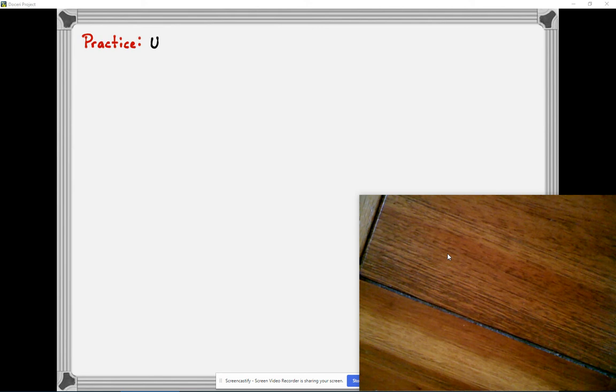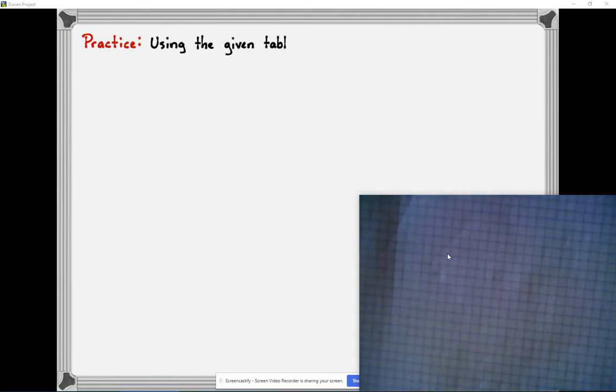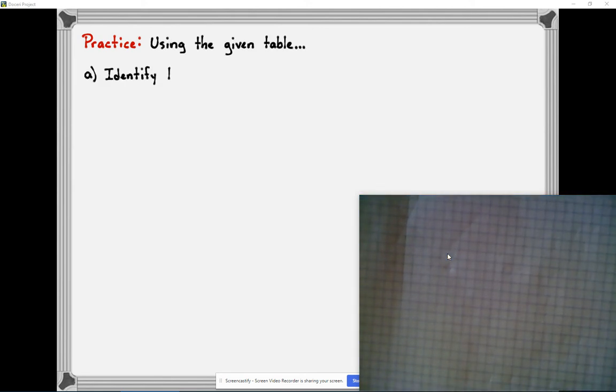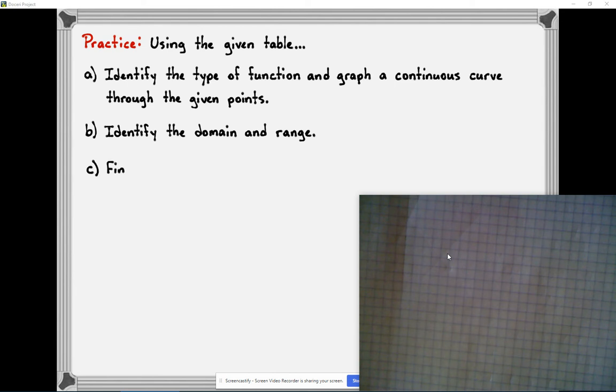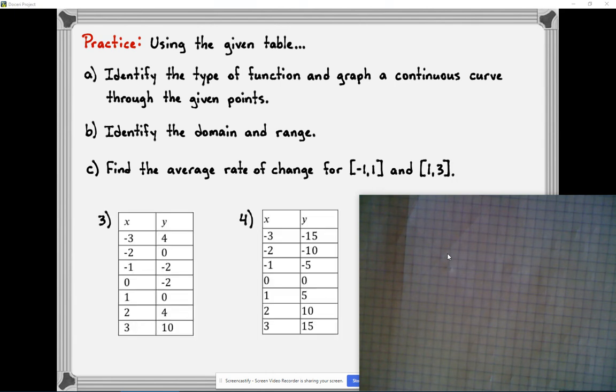slide here. This is a practice problem, so you're going to go ahead and pause the video and do this on your own, and then come back when you're done to see how you did. We have a given table, and we want to identify the type of function, and then graph a continuous curve through the given points, identify the domain and range, and find the average rate of change for those 2 intervals. All right, we have 2 problems here.